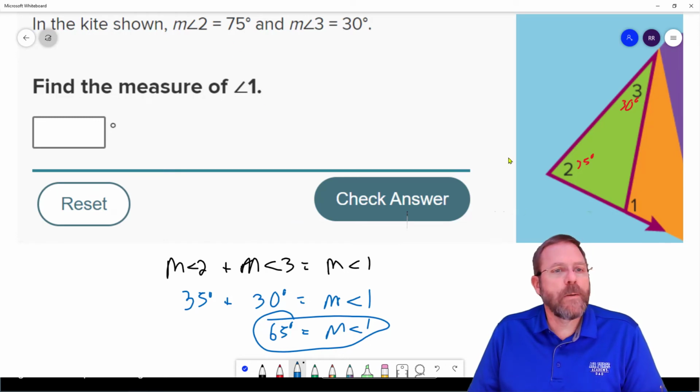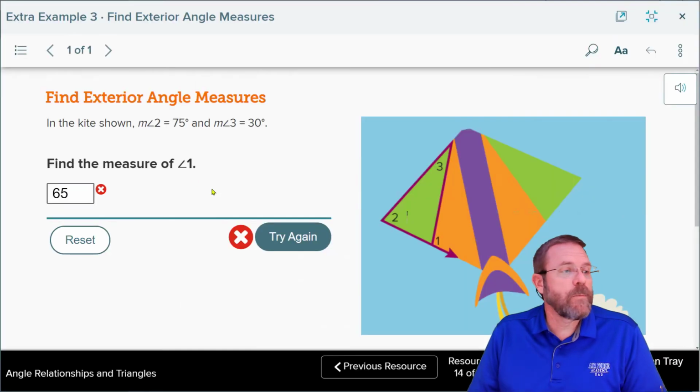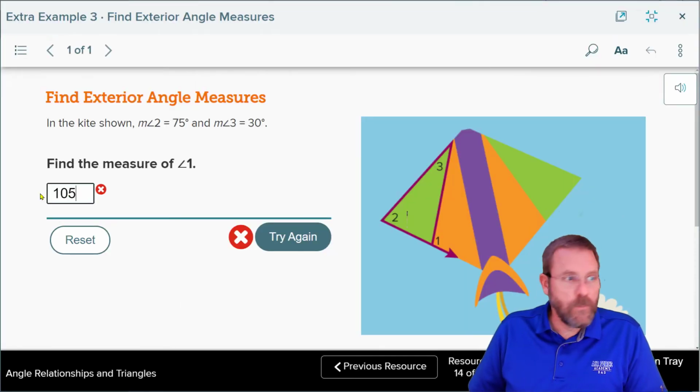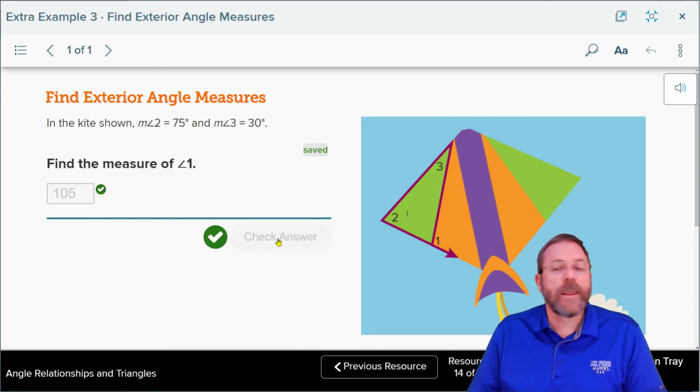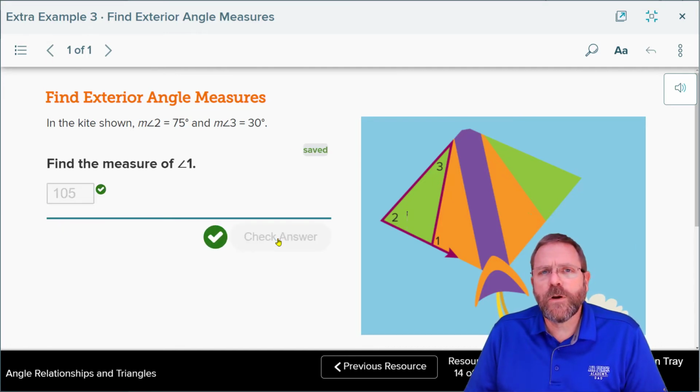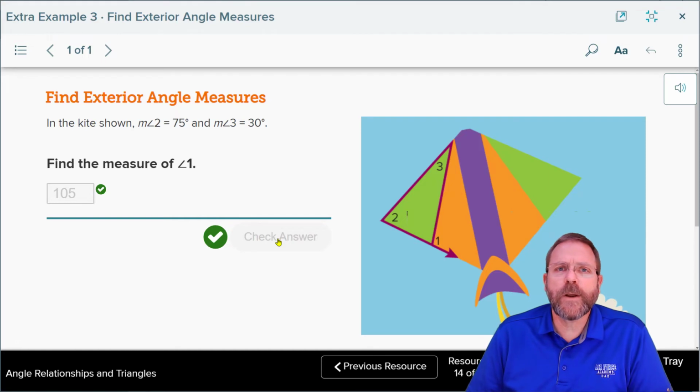Oh, that's my problem. I wrote it wrong. That should be a 75, which means 75 plus 30. That's going to end up being 105 degrees. And now we do have the right answer. Sorry about that. Sometimes I can't read my own writing.